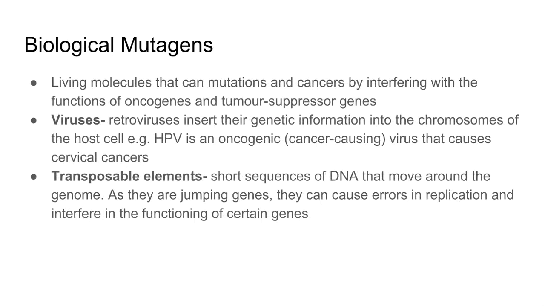And then we have biological mutagens. These are living molecules that can interfere with the functions of oncogenes or tumor suppressor genes. Viruses, such as retroviruses, can insert themselves or their genetic information into the chromosome of the host cell, and therefore cause cancer. And then we have transposable elements, which are short sequences of DNA that move around in the genome. Because they constantly move, they're called jumping genes, and therefore they can cause errors in replication and interfere with their functioning.